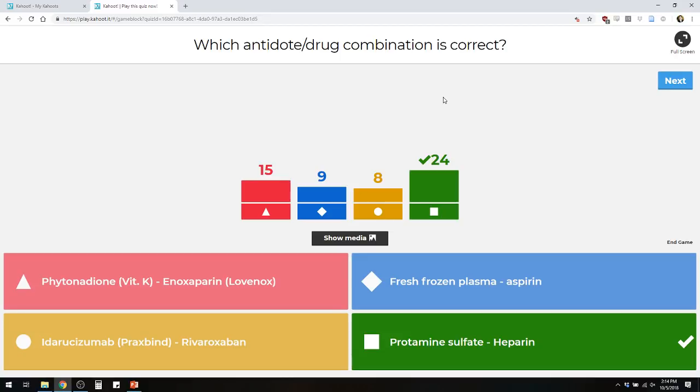Rivaroxaban works on which factor? Remember, there's an X. Apixaban, rivaroxaban. There's another one called edoxaban. Those are all going to be 10A inhibitors, right? So you see the X in the anticoagulant, you're thinking factor 10, okay?